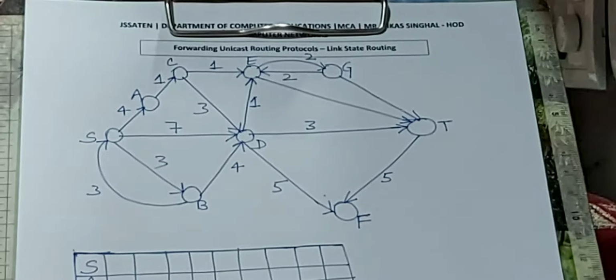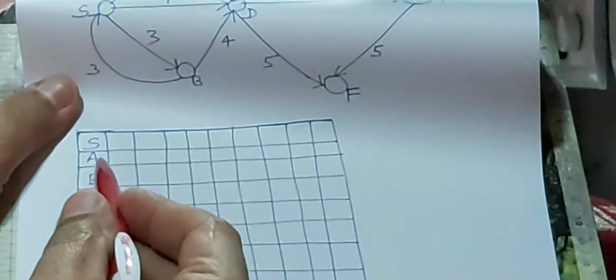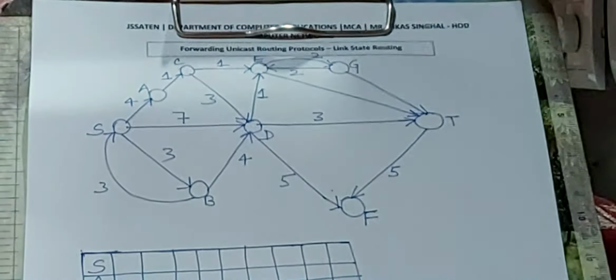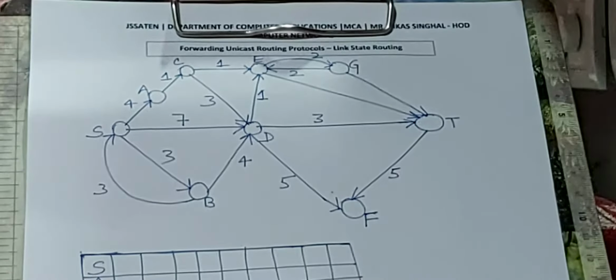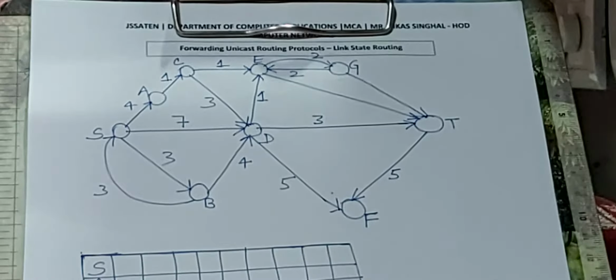Okay, so this is the table I have drawn. There are the different nodes present from S to T, and the values that are going to come across the various steps. Clear? What we have to do here is find the distance from one node to the other nodes.